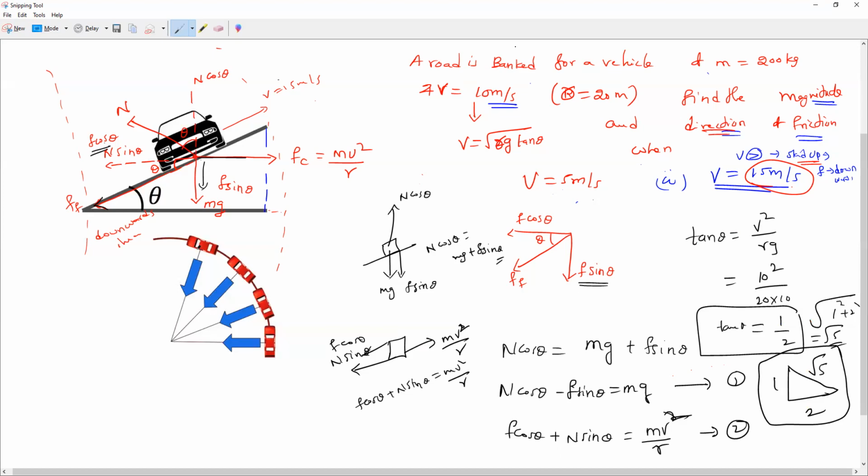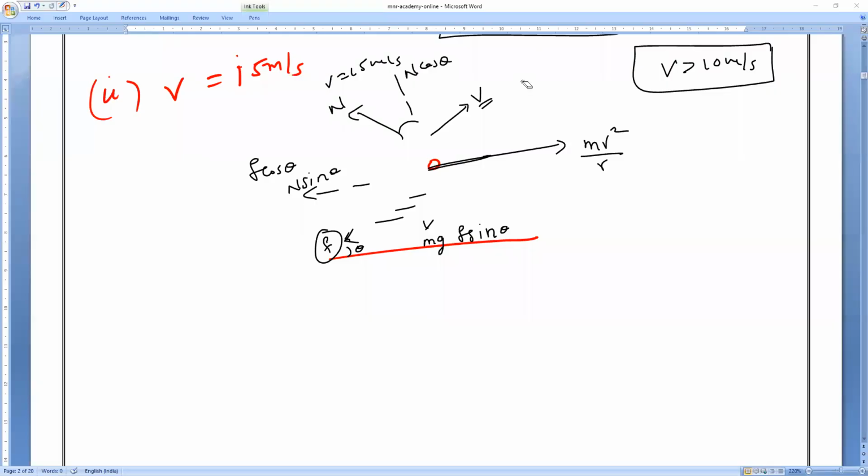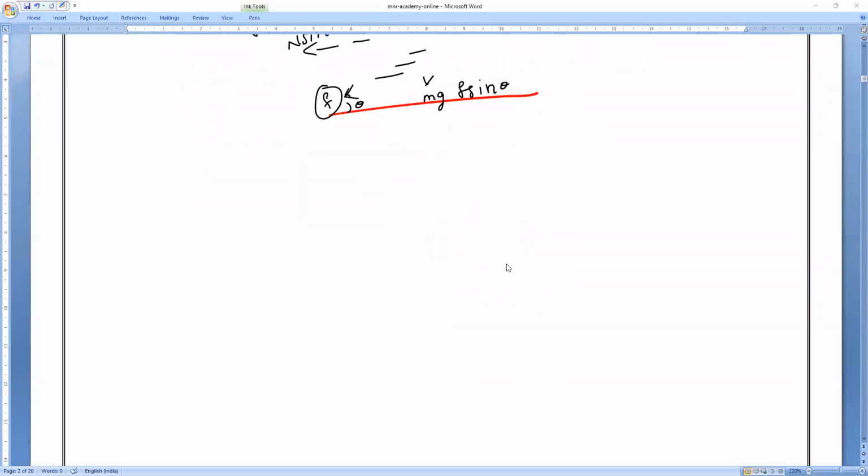Now let us solve these two equations. What are the two equations we got? First equation: F cos theta plus N sin theta is equal to mv square by r. Second one: N cos theta minus F sin theta is equal to mg.